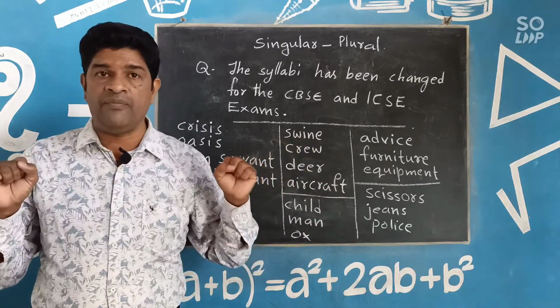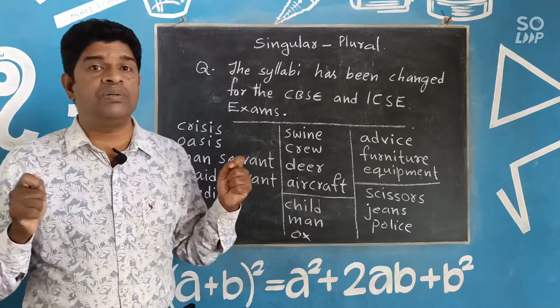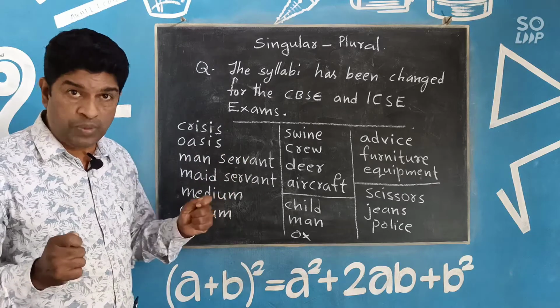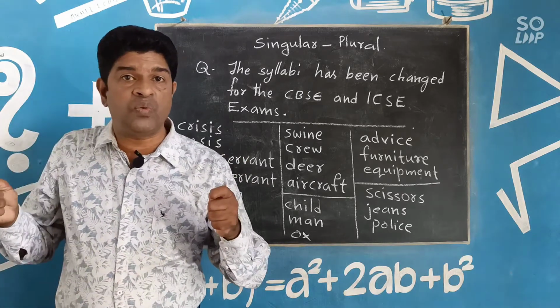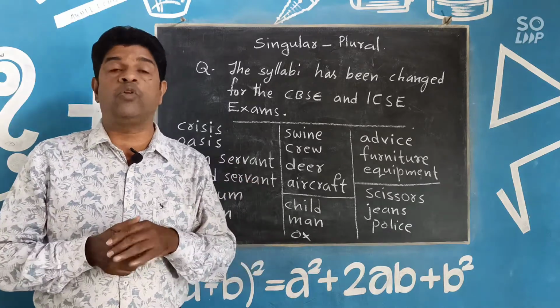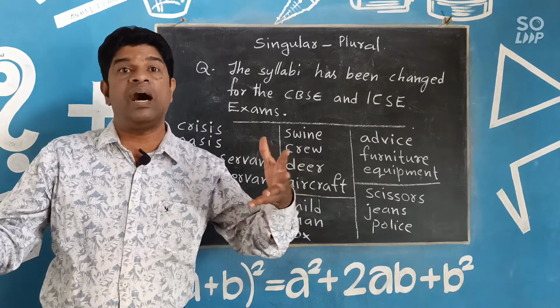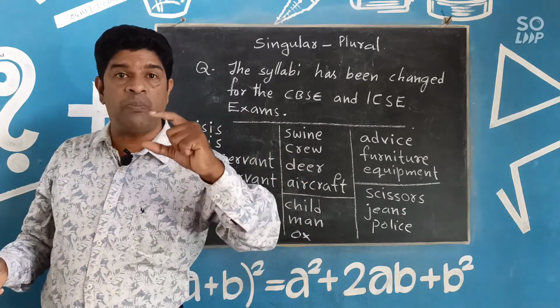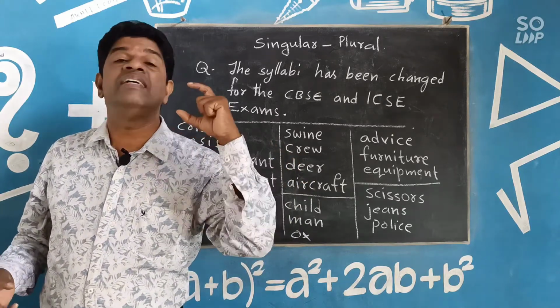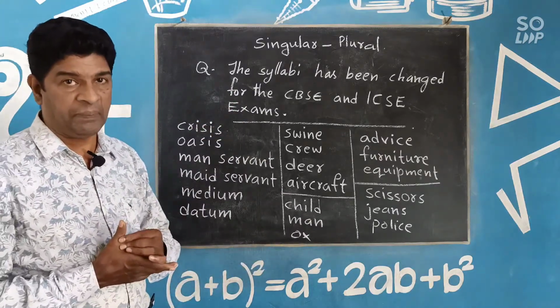For example, we have a syllabus for ICSE, we have a syllabus for CBSE, we have a syllabus for Kerala school curriculum. So many syllabuses are there. The word popular with students is syllabi. The plural form of syllabus is syllabi.